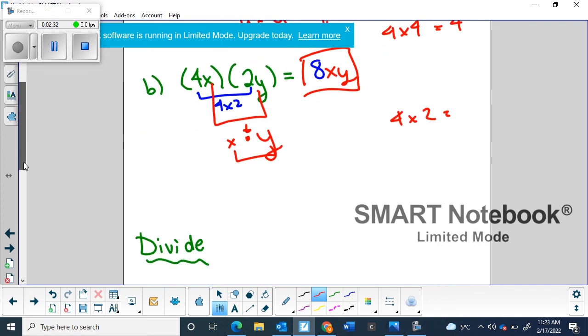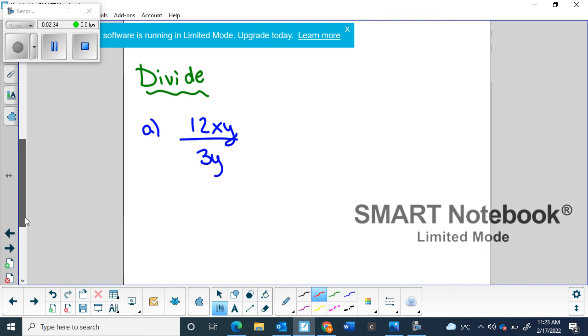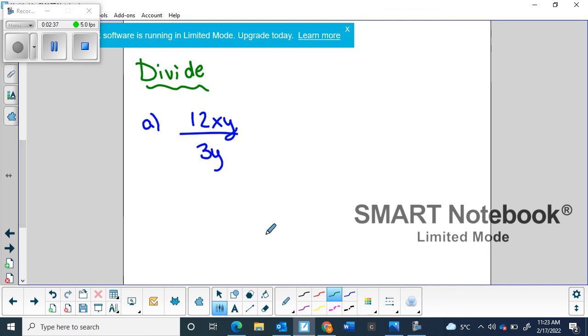When we scroll down to division, we're going to use our exponent laws that we learned before, but we're going to do pretty much the same thing we did with multiplication. We're going to take our numbers and divide them. 12 divided by 3 is 4, so I got that part. Then I need to combine the letters that are the same variables, because y divided by y is going to be the same thing.